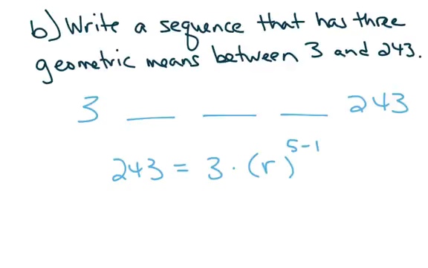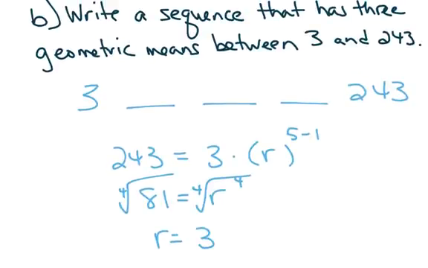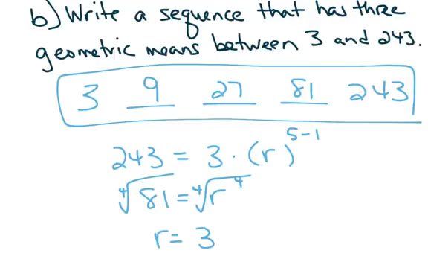First, we're going to divide by 3, so 243 divided by 3 is 81. And that's going to equal r to the 4th. So in order to finish, I need to take the 4th root of 81, and the 4th root of 81 is 3. That means we're going to multiply by 3 to get each consecutive term. So 3 times 3 is 9, times 3 is 27, times 3 is 81, times 3 is 243.